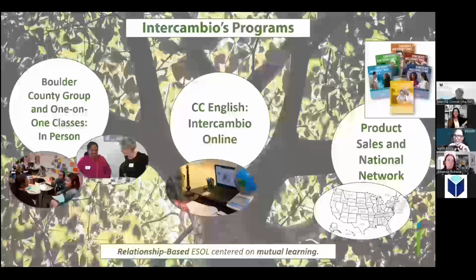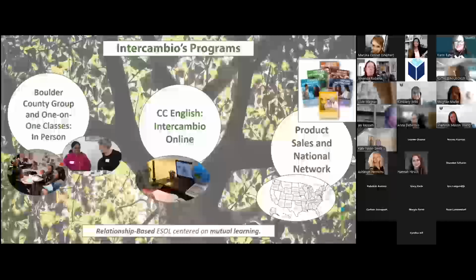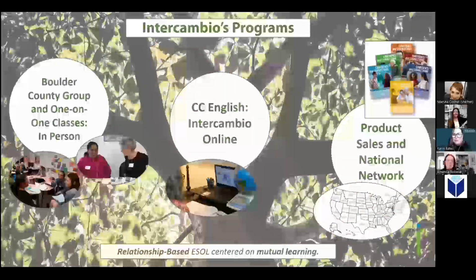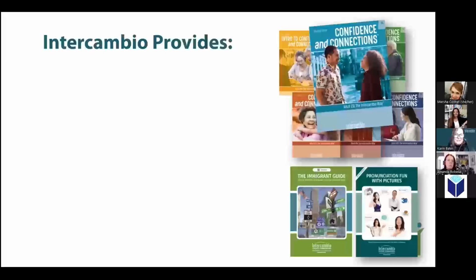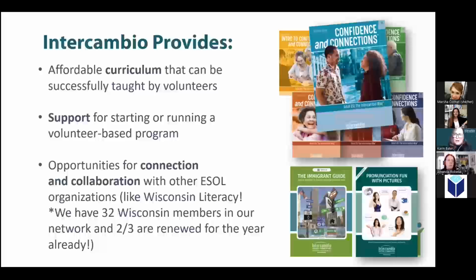And down at the bottom, I love putting, because this to me is the trunk of the tree with all these branches growing out: that relationship-based English to speakers of other languages centered on mutual learning, that two-way learning is what we are all about. So that's it. We have curriculum, we have support, we have opportunities for collaboration through the workshops and meetups that we have online for anyone that is a member. And it does say we have 32 Wisconsin members in our network, and 2/3 are renewed for the year already. So again, you are a part of Intercombio, whether you realized it or not.